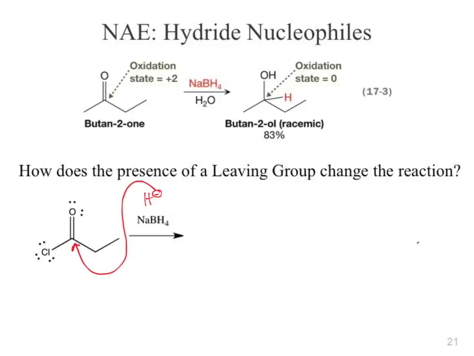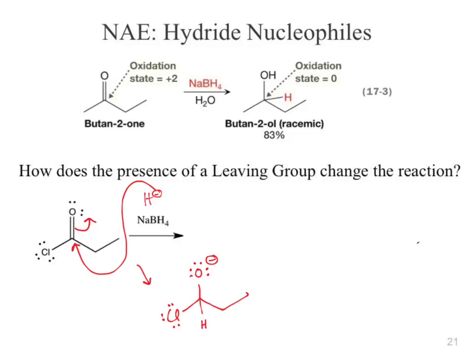It attacks the carbonyl. We break the pi bond. Why do we break the pi bond first? Why break the pi bond and not, say, the chloride? Pi bond is higher in energy than our sigma bond. So we would expect our tetrahedral intermediate.